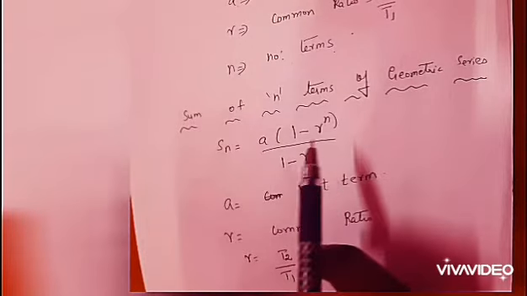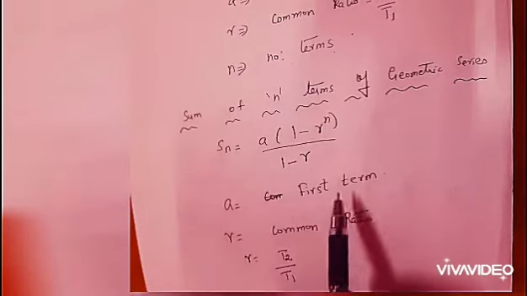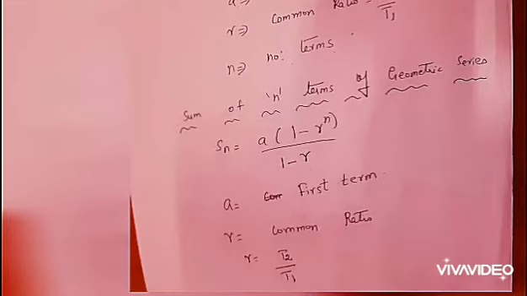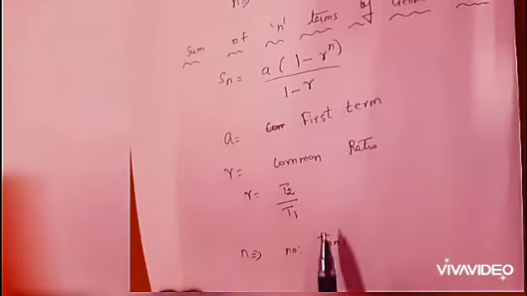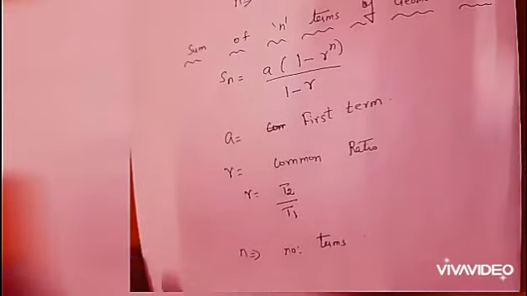Excellent. This is the formula. Do remember, where A is nothing but the first term, R is the common ratio, that is T2 by T1, T3 by T2, and n is nothing but the number of terms. Students, you can copy this.